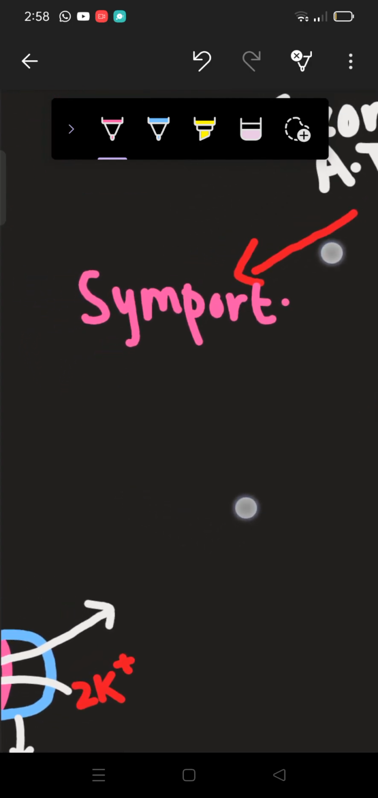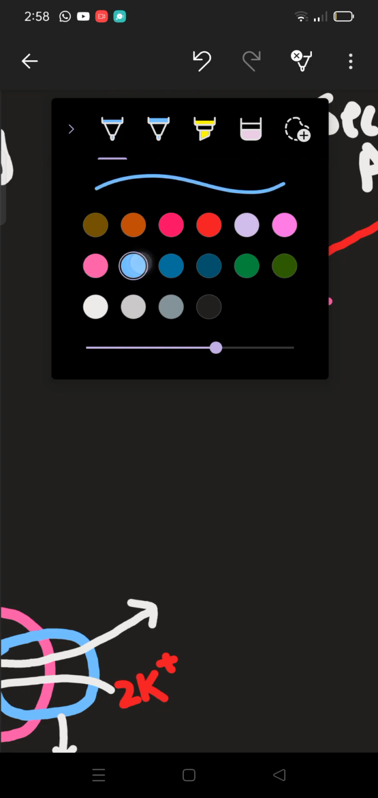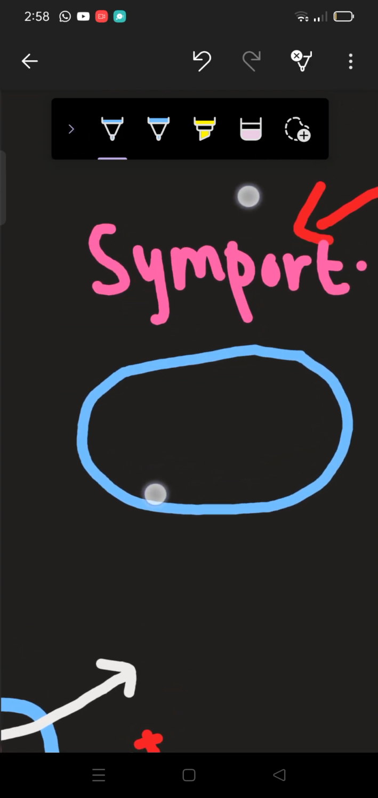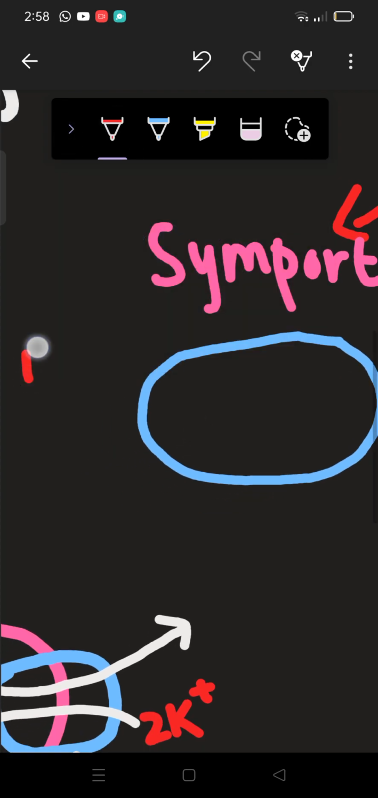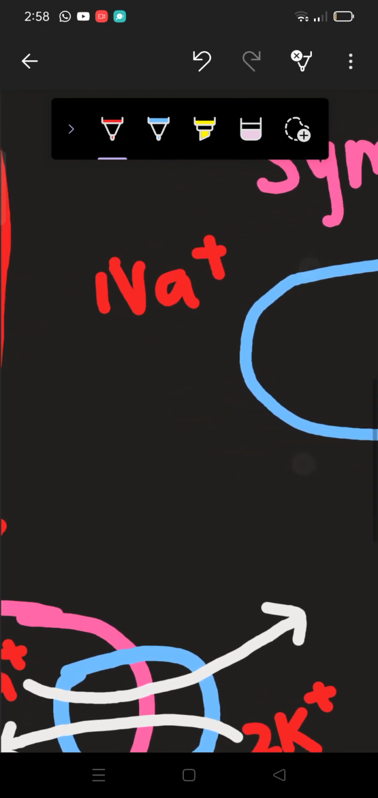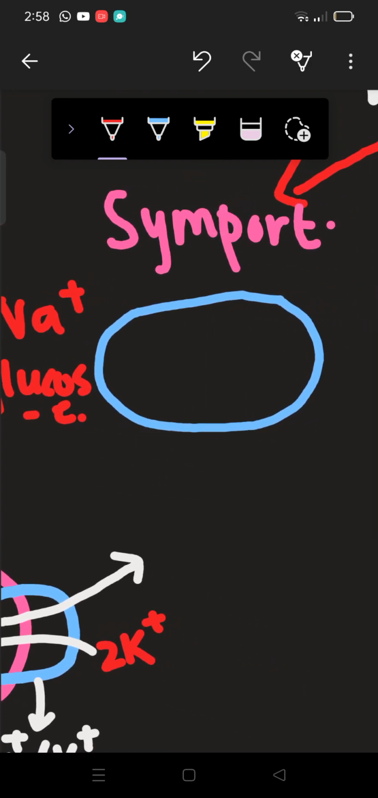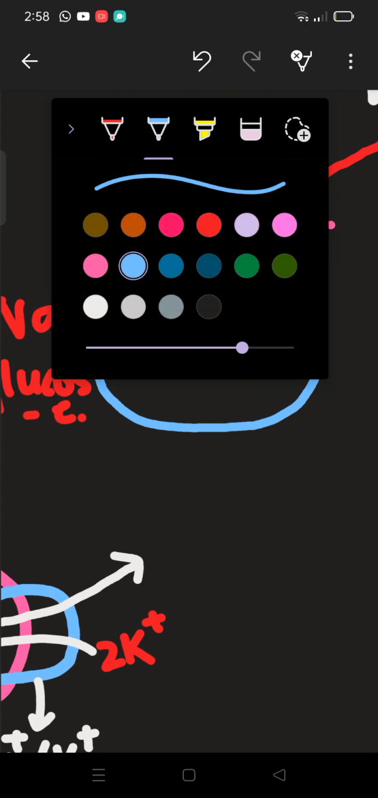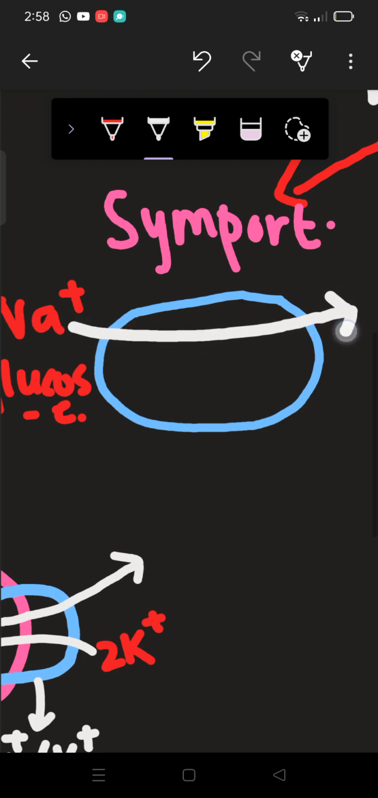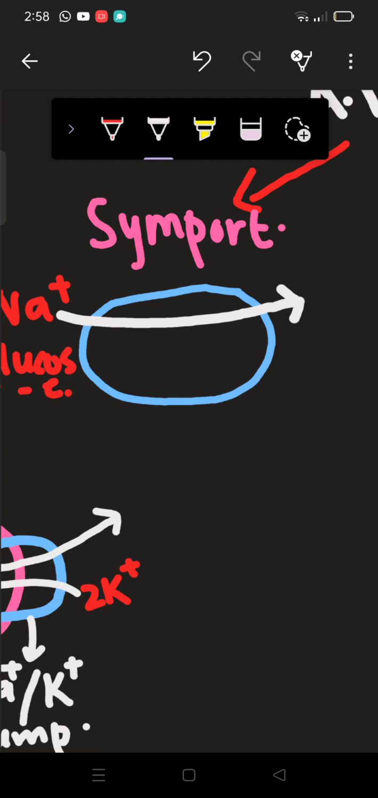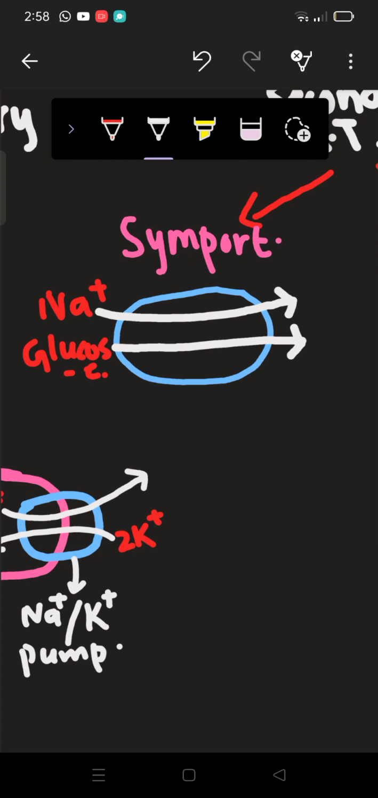Alright, what will be done in the symport? Say I have a pump here, and here I have a lower concentration of sodium. Since we know that in active transport the things move from the lower concentration to the higher concentration, and I have glucose here which is also low. We'll be using energy, ATP, to make this sodium go outside the cell, and if sodium goes, then glucose goes with it as well. Glucose is not using energy, but sodium is using energy to go there, and glucose goes behind the sodium. So this is symport.